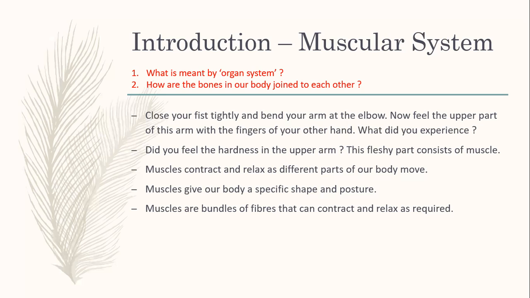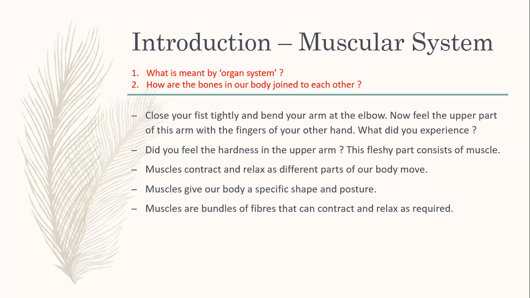So what are muscles actually? Muscles are basically bundles of fibers. There are tiny fibers which come together and collect to form a bundle, and that bundle of fibers is called a muscle. Now these muscles contract and relax as and when it is required. I hope you all understood the introduction of the muscular system.